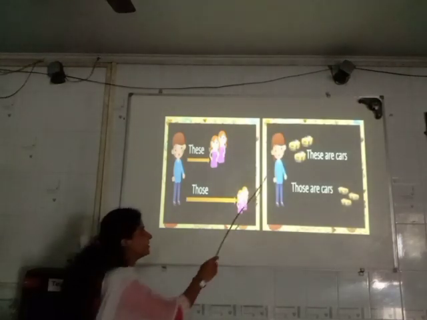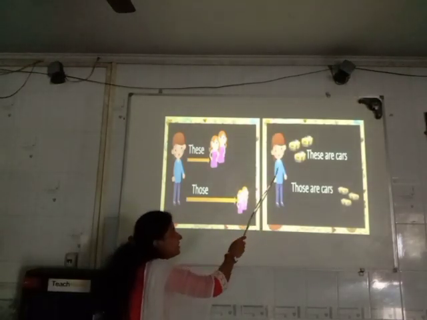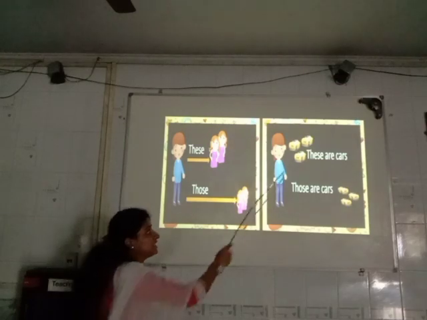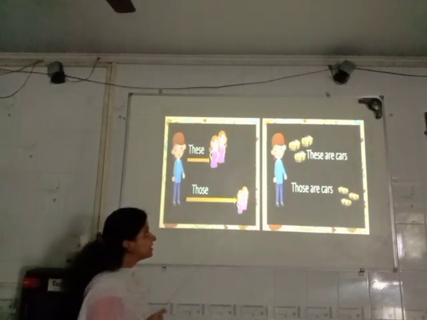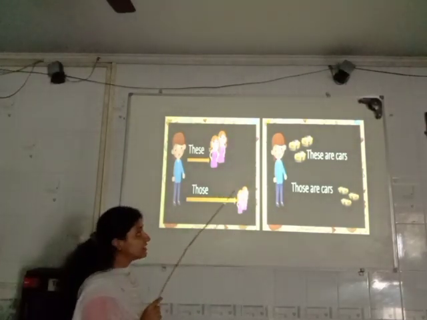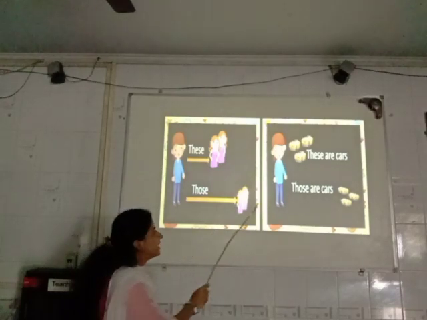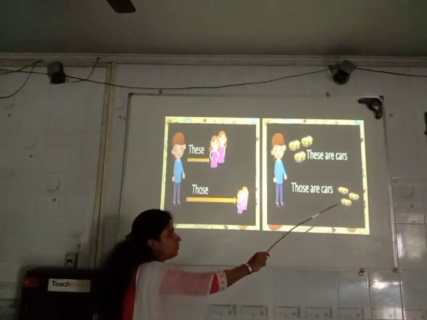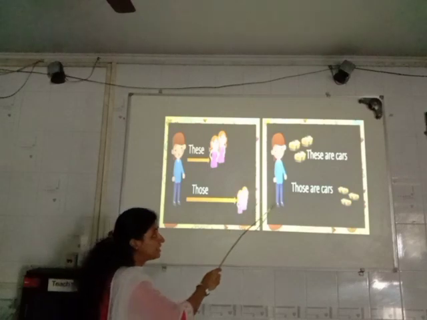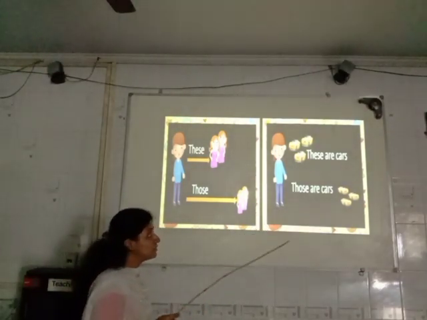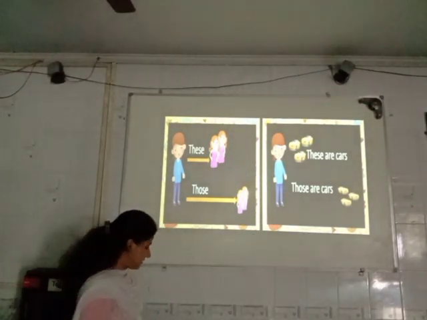Now see here again. These are cars. It is near to this boy, so we use "these are cars." And it is more than one number, it is in plural. And those are cars. So it is more than one number and it is far from us. That's why we use "those are cars."